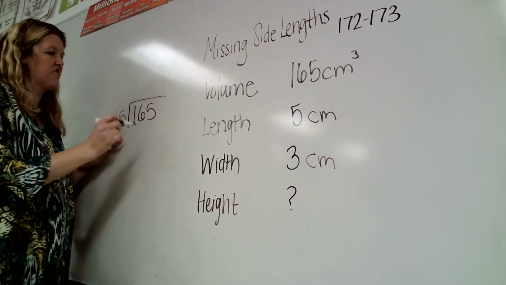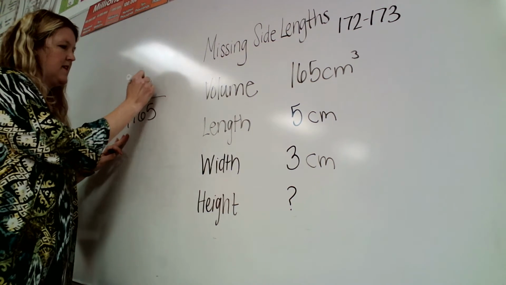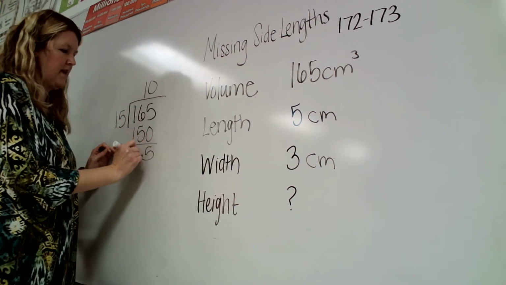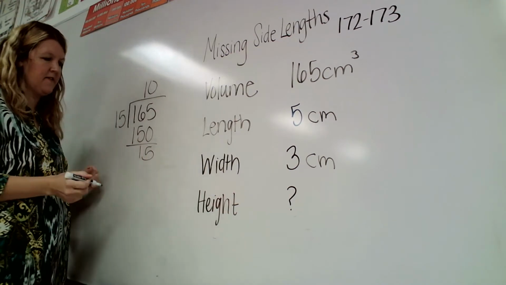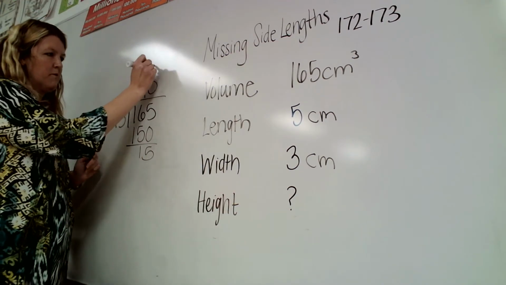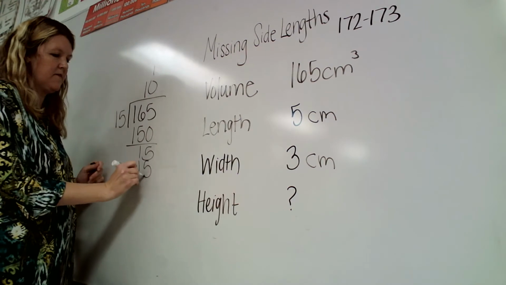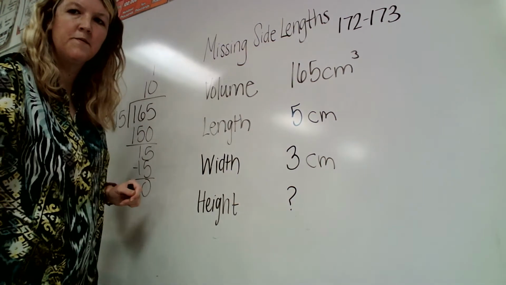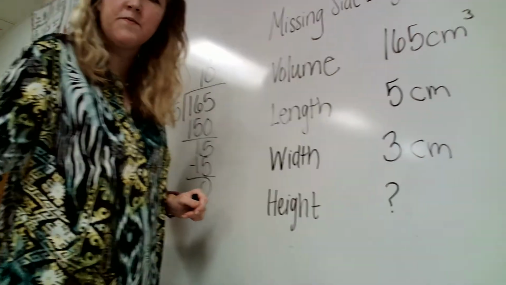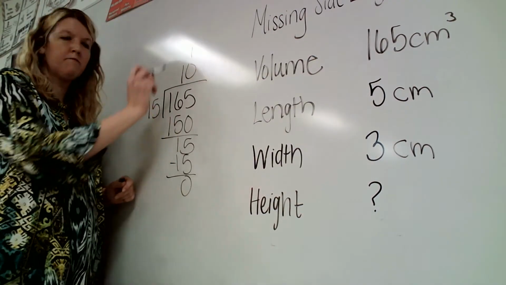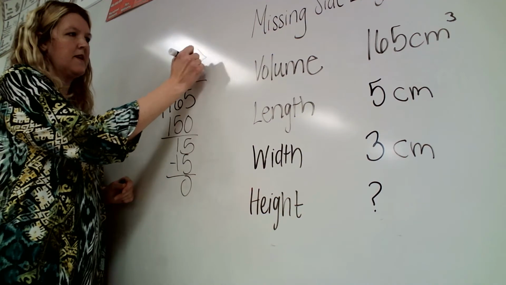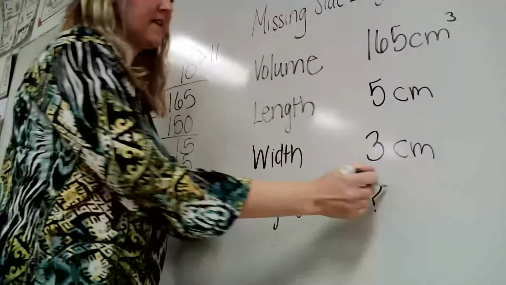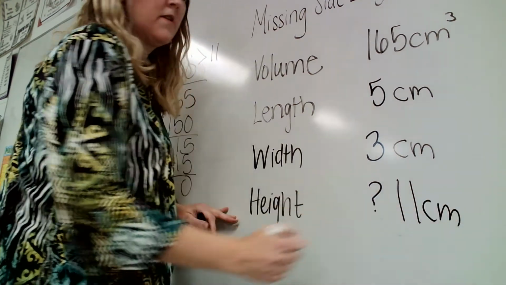If I use my strategy that we've been using, I know 10 times 15 gives me 150. I subtract and I've got exactly 15 left over, so I can make one more group. So 1 times 15 is 15. I subtract. Now to get my answer, I need to add the 10 and the 1, so that gives me 11. So that means that my height is going to be 11 centimeters.